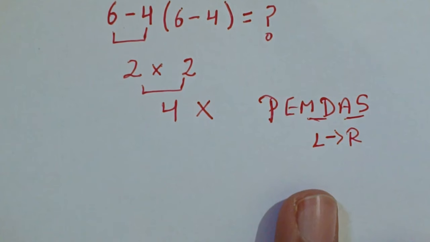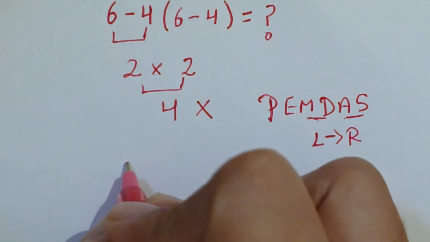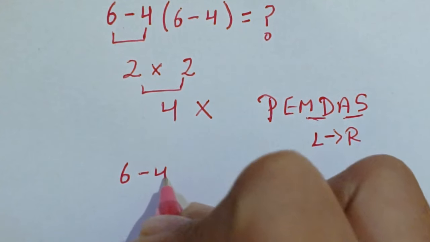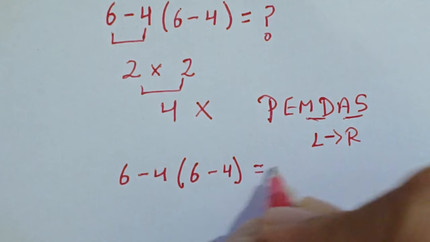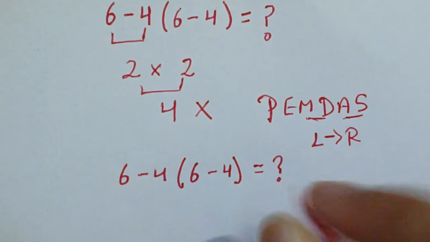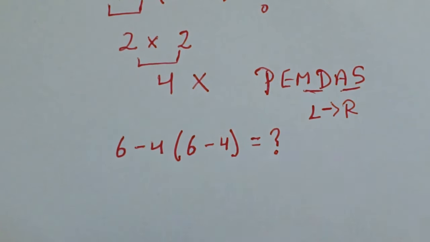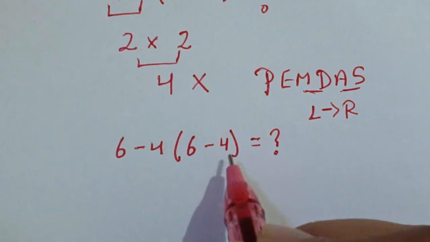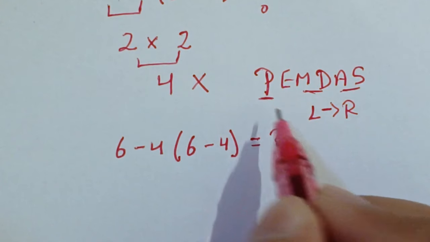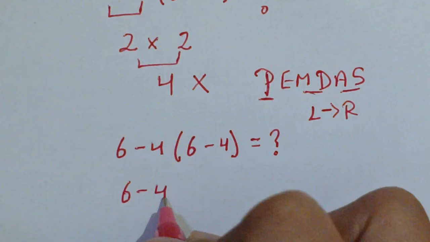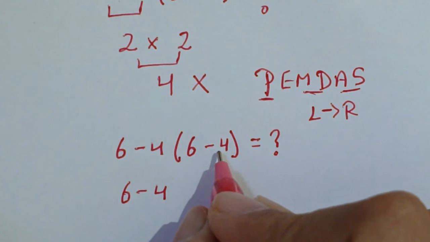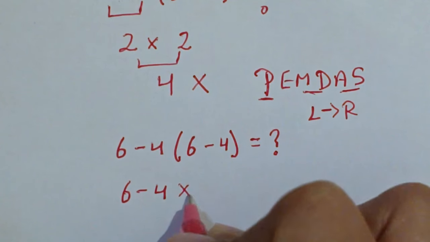So what is the correct answer for this expression? So 6 minus 4 times bracket 6 minus 4 is equal to question mark. So first we have to solve the parenthesis, means bracket part we have to solve. So 6 minus 4, 6 minus 4 is 2.